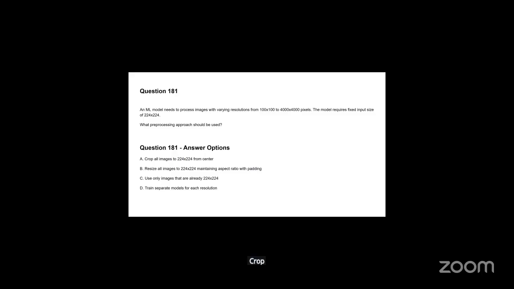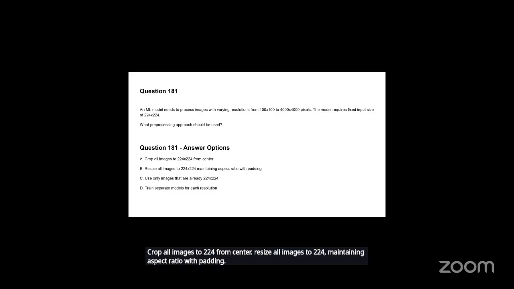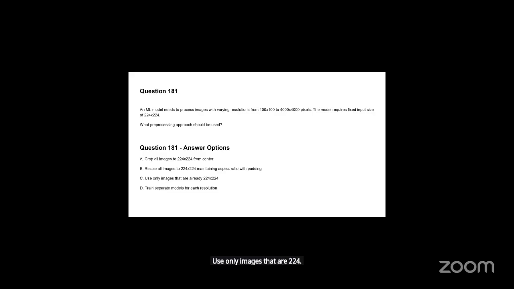Crop all images to 224 from center. Resize all images to 224, maintaining aspect ratio with padding. Use only images that are 224 and train separate models for each resolution.